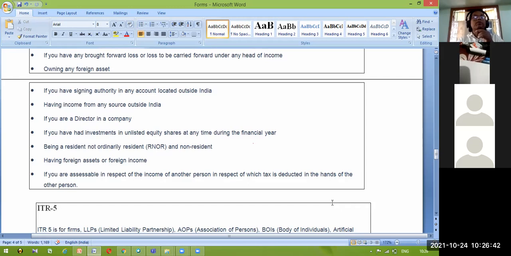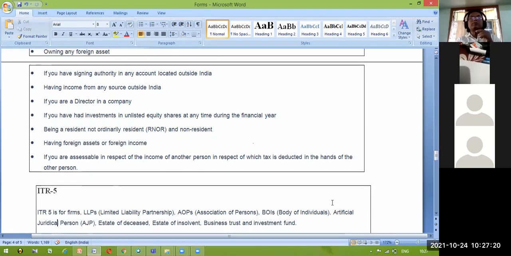If you have invested in unlisted equity shares any time during the previous year, then also you cannot come here. Being resident but not ordinary resident, or non-resident, also cannot come here. Just like ITR 1, only resident and ordinarily resident will be coming here. Resident but not ordinarily resident, and non-resident will not come here. Having foreign asset or foreign income will not come here. If you are assessable in respect of income of another person, then also you cannot come here. In the hands of another person, in respect of which tax is deducted, then also you cannot come here.